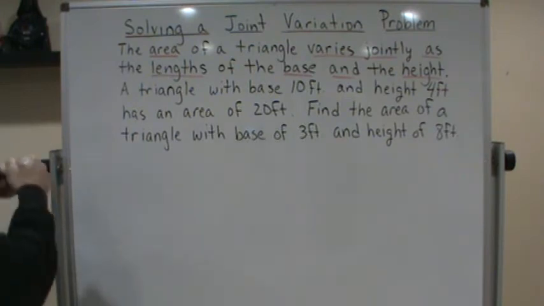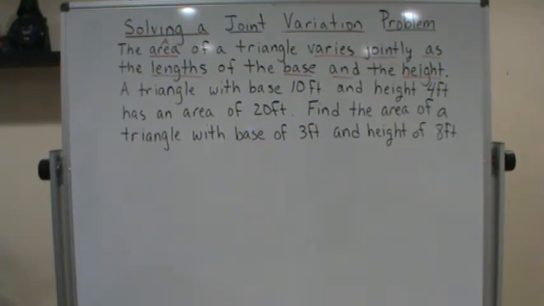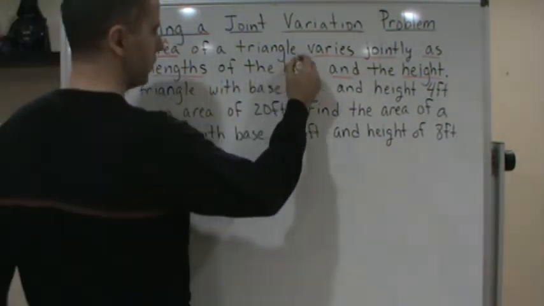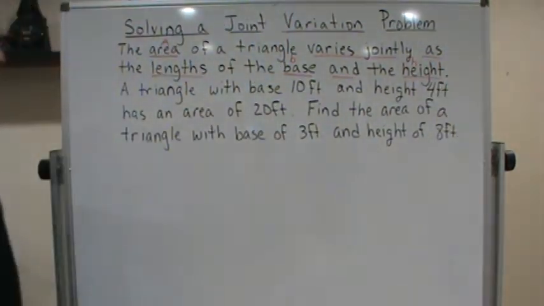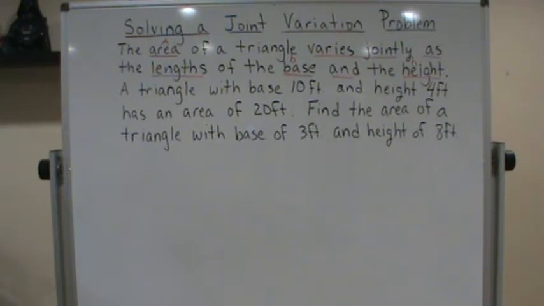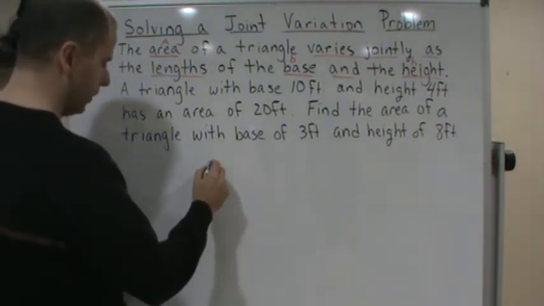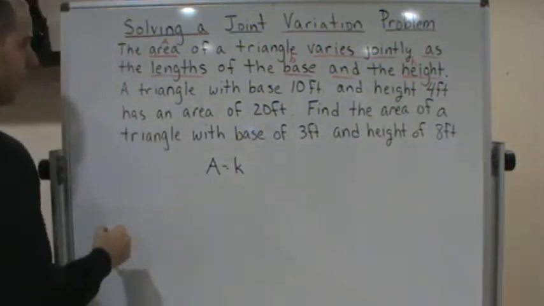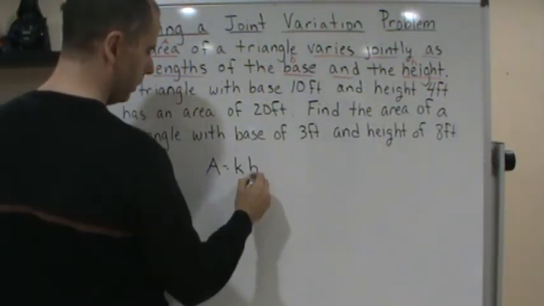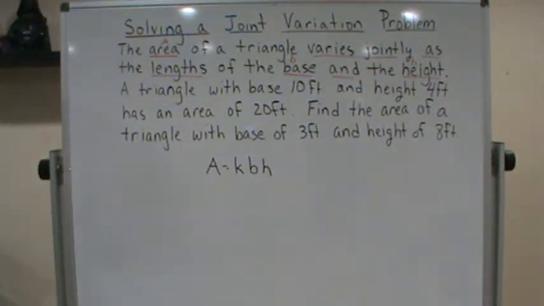So we could represent the area of the triangle as A, the length of the base we could call B, and the length of the height we could call H. If it varies jointly with both of those variables, then step one, set up the relationship. It's going to be A equals K times B times H. And we're done with that part.